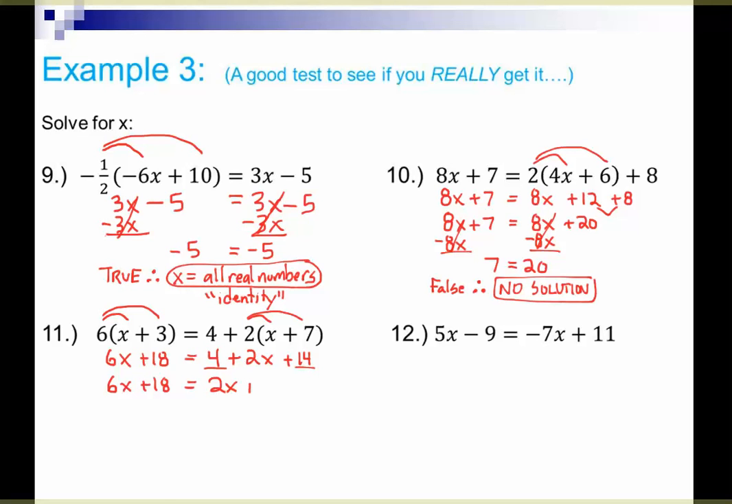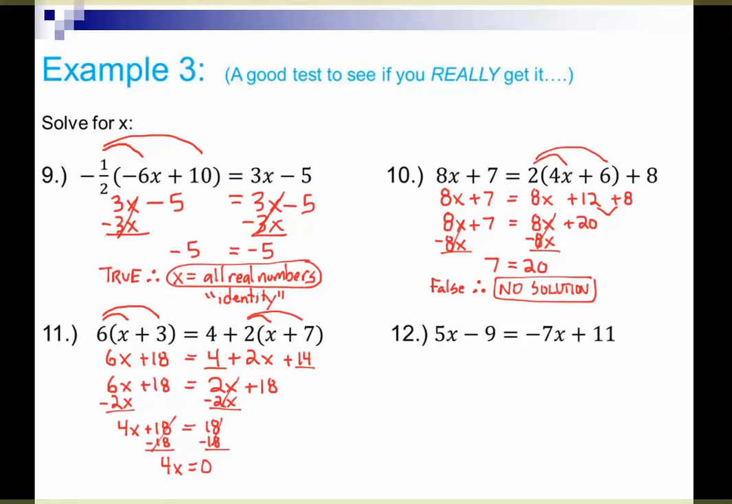Now what do I do? Well, I've got to collect variables. I can either subtract 6x or subtract 2x. Subtracting 2x is going to keep me in positive land, so that's what I'm going to opt to do. And here I get 4x plus 18 equals 18. Okay. Now I'm going to take out the loner. I subtract that 18. Those cancel out. You're left with 4x on the left. These also cancel out, so what are you left with? Well, you're left with 0.